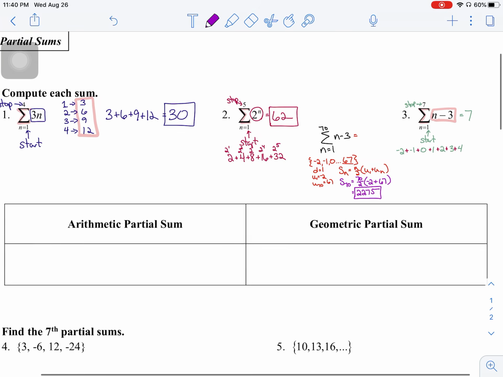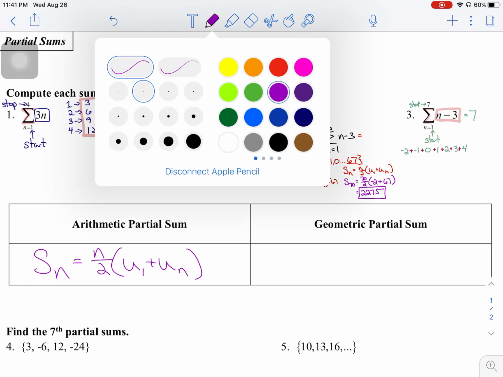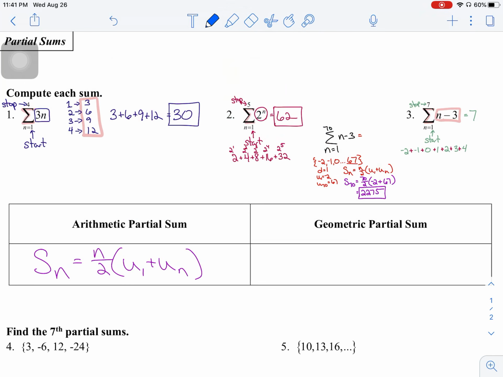So we have those examples when you are dealing with the summation notation. We have two equations. You have an arithmetic partial sum, which we actually just talked about. So S sub n is equal to n over 2 times u sub 1 plus u sub n. This one doesn't really have much reference in terms of knowing that it's arithmetic, but I think when you see the geometric, you will hopefully be able to tell the difference between the two of them.